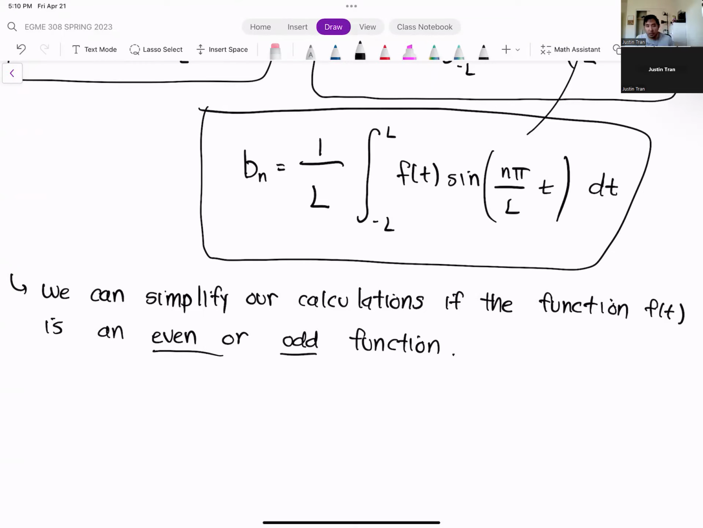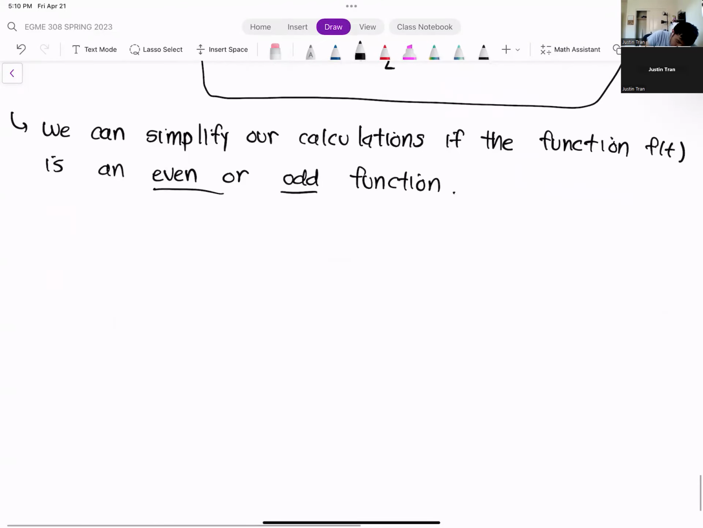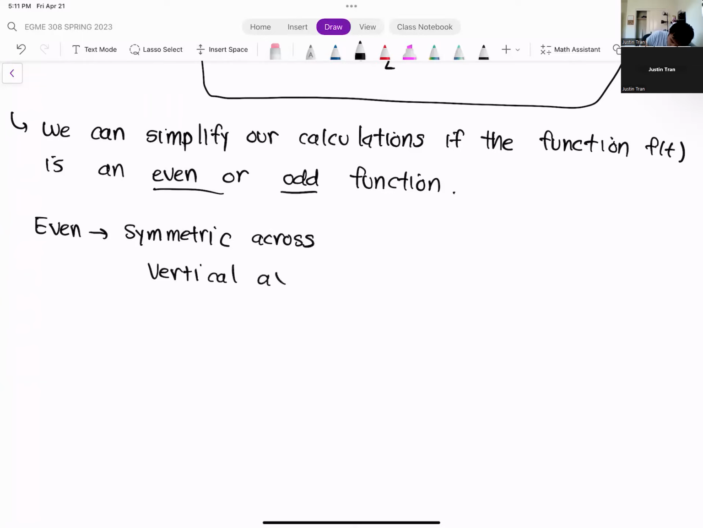And so remember, we talked about in class what an even and odd function is. An even function is nothing more than just it's symmetric across the vertical axis. Another way you can see if this is true is by doing the mathematical test.